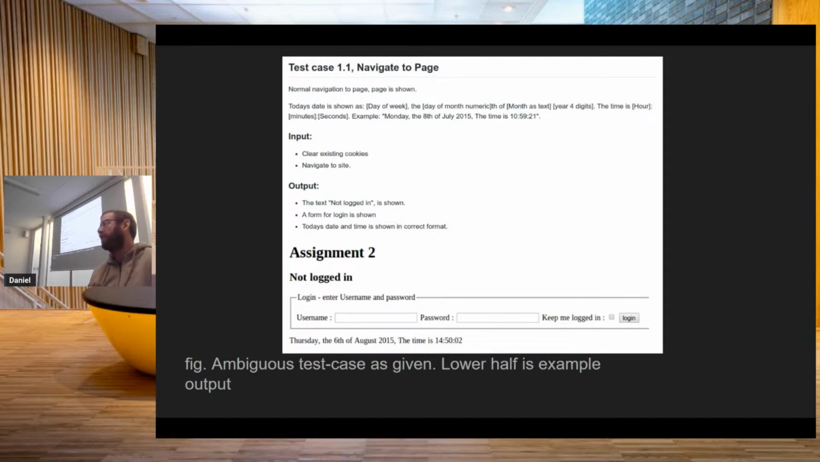Do you think that this is clear? So in order to make it even more clear, I introduced the picture below, right? A picture is quite good because then you can look at the picture and easily get an idea of the expected output. So, okay, we're not logged in. Yeah, that should be shown. A form, okay, yeah, it should look something like this at least, right? And then today's date and time is shown, and this was 2015, apparently, really long time ago. So is this clear?